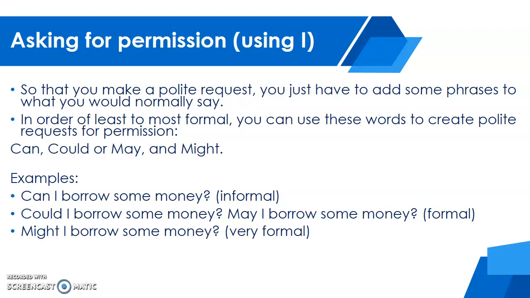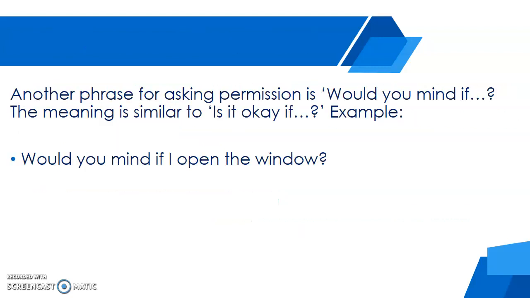Here are some examples. Can I borrow some money? You can ask this to your sister, to your friend. It's very informal. Could I borrow some money? Or may I borrow some money? This is a little bit more formal. And we have something that is very formal and that we don't always use, which is might I borrow some money? In this case, it is very formal, as I said. It's not very common.